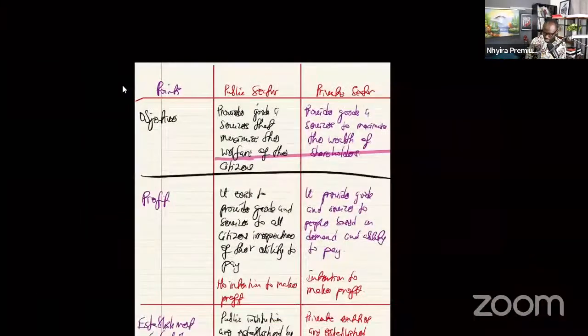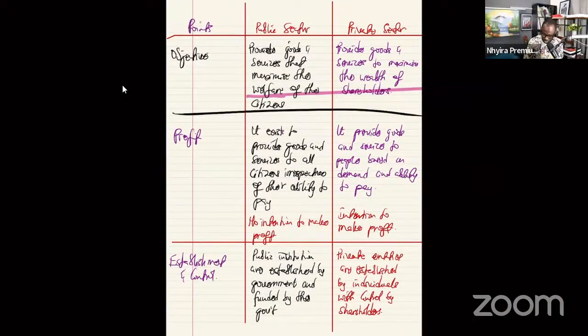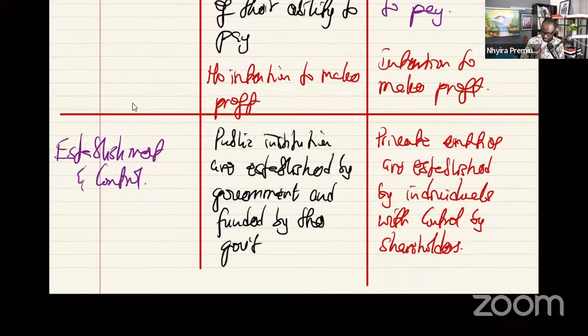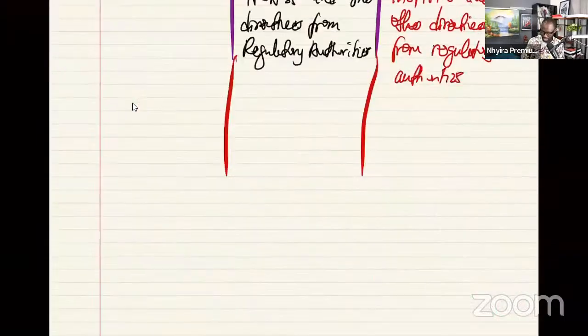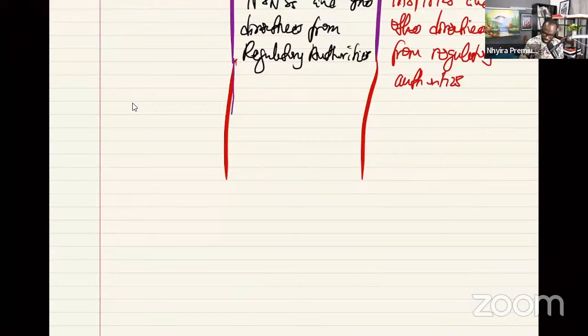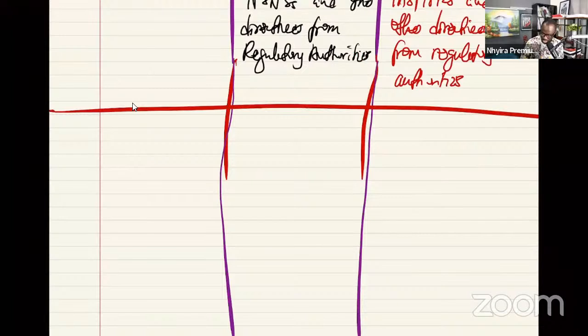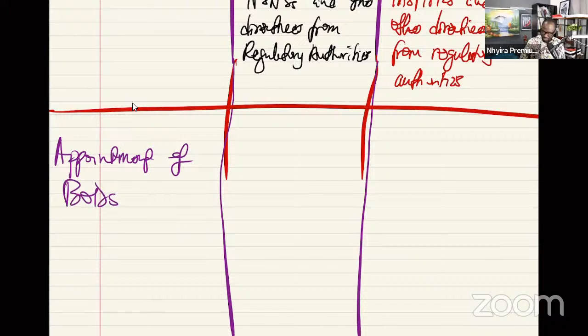Okay, so let's catch up again. Objectives, profits, establishment and control. Yes, Oxbert? So you were talking about the appointment of board members before I interrupted. Oh, okay. Yep, we can add that as well. The difference is there. You can add that as well. So appointment of board of directors.